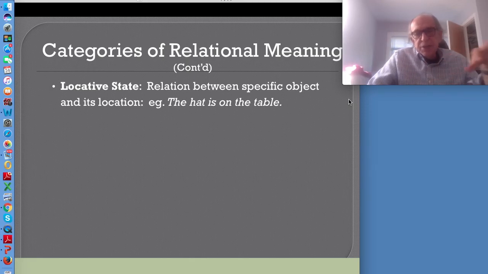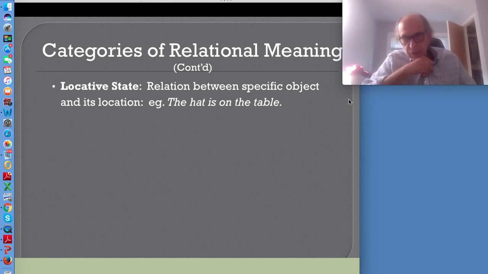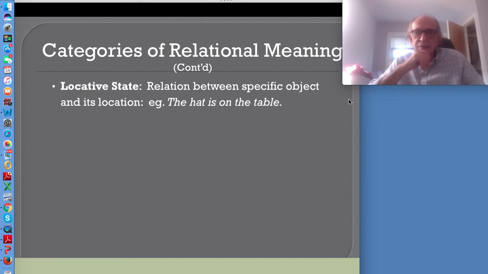Now there's a distinction between location relationships that involve movement and location relationships that involve no movement. A relation between a specific object and its location in which there is no movement is a locative state relationship. Locative state content category. So the hat is on the table is an example of locative state. That's different from the cat jumped onto the table. Another sentence that would be locative action.